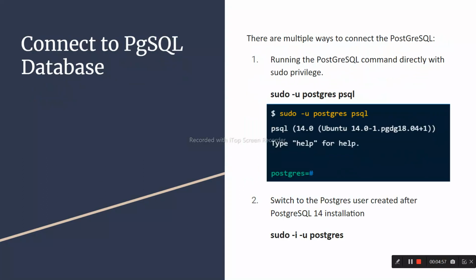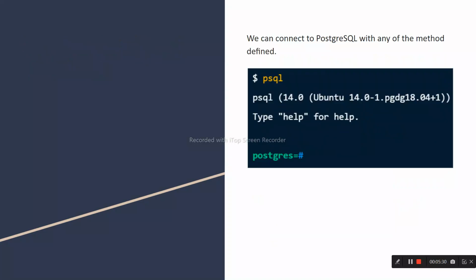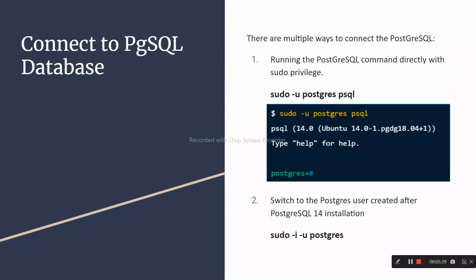Now let's connect to the PostgreSQL database. There are multiple ways available to connect with PostgreSQL. First, run the psql command directly with sudo privilege, like sudo -u postgres psql, which will result as shown in the screenshot. The second one is to switch to the postgres user created after PostgreSQL 14 installation. We use the following command: sudo -i -u postgres, which will result as shown in your screenshot. We can connect to PostgreSQL with either method, but we prefer the first one.